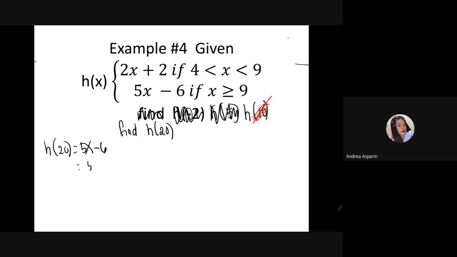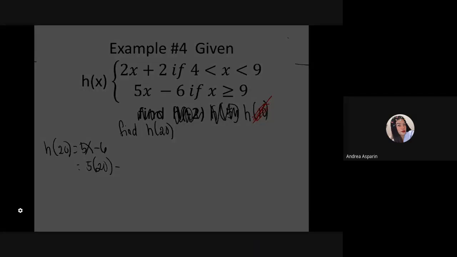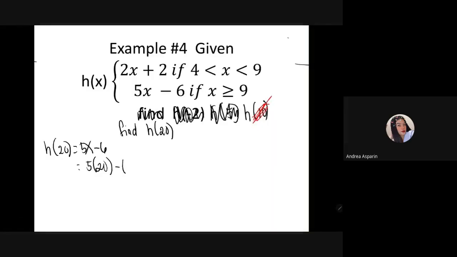So we have here 5 times 20 minus 6. This is equal to 100 minus 6. 100 minus 6 is 94. So h of 20 is equal to 94. Here po.